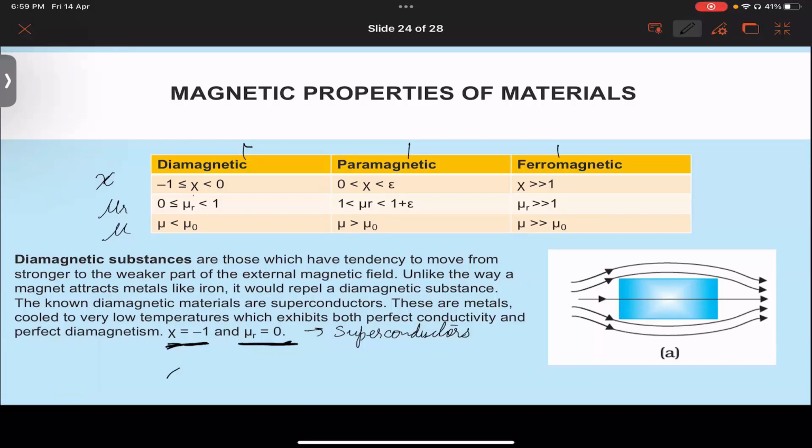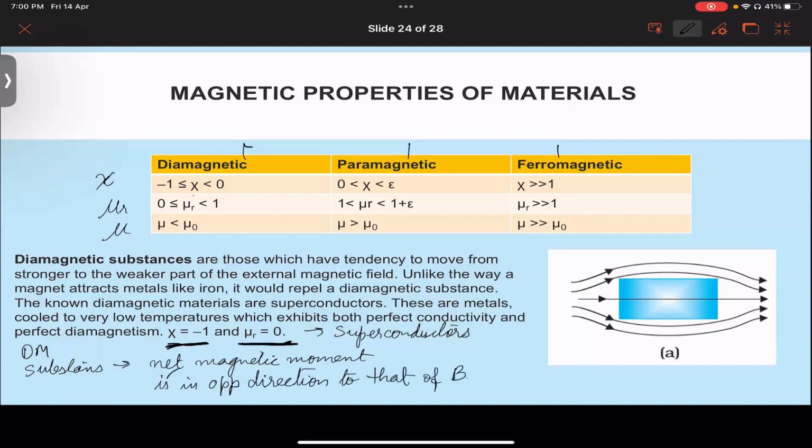But the general rule is that for a diamagnetic substance, the net magnetic moment is in the opposite direction to that of the external magnetic field, or the applied field. Since the net magnetic moment is in the opposite direction, it will repel the magnetic field that is there.